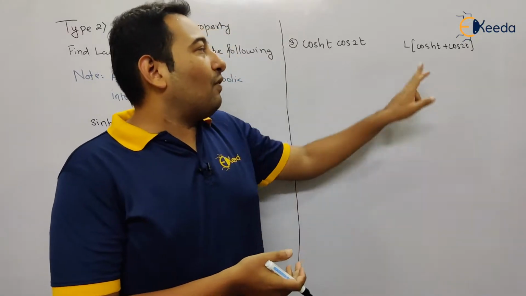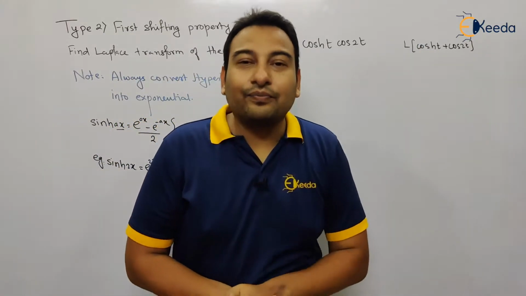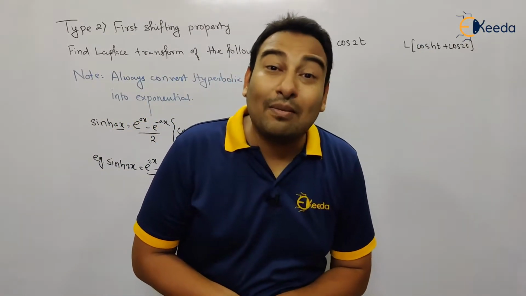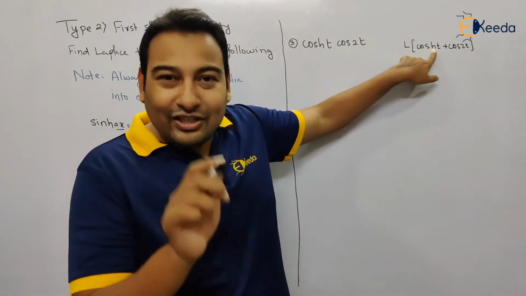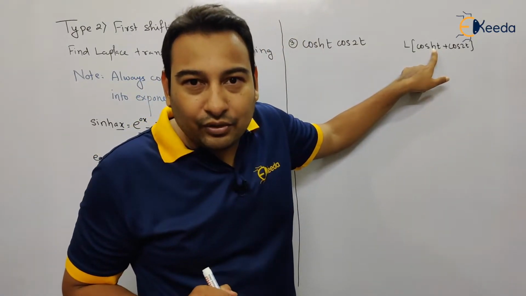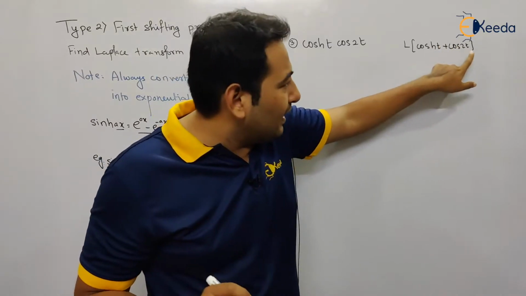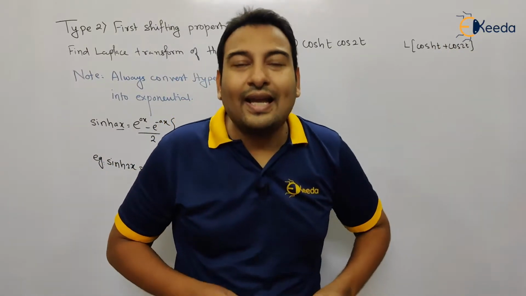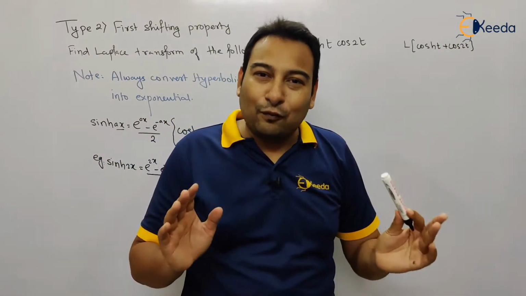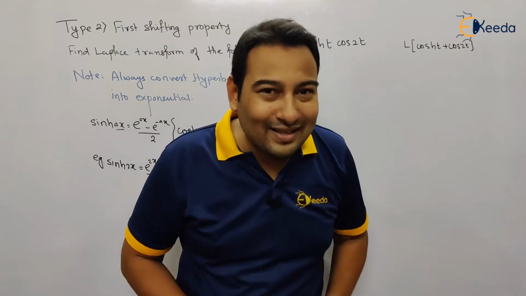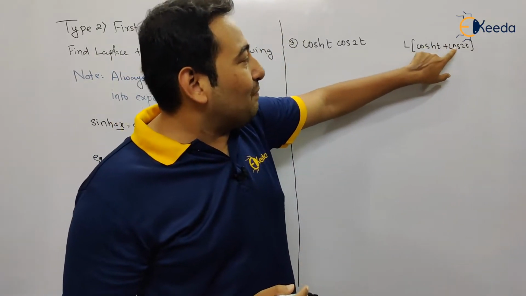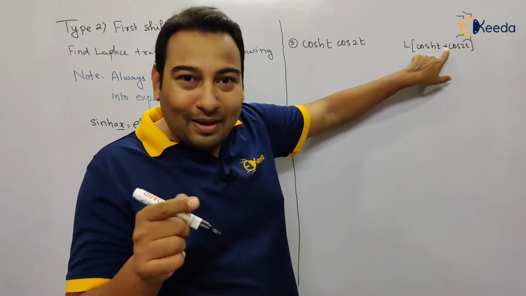And we know the formula of cosh t. What is that? s upon s square minus 1. If it is h, in the denominator it will be minus. So this is the basic formula of Laplace. And what is Laplace of cos 2t? s upon s square plus 4. It's very simple.